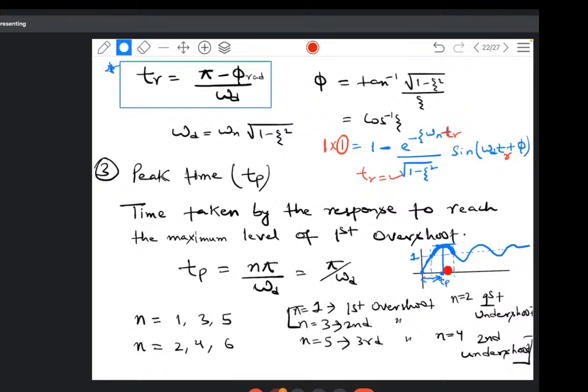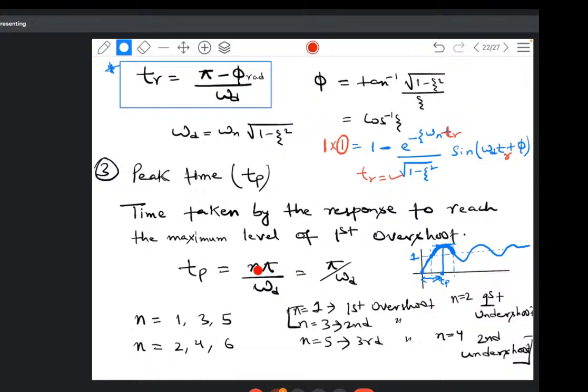So TP is represented as n pi by omega d, where n represents the overshoot or undershoot. So for any overshoot or any undershoot, if they're asking what is the time required to reach the maximum level of the second overshoot, then for the second overshoot, I know that n will be equal to 3. Or if they're asking what is the time required to reach the maximum level of the first undershoot, in that case, you will put n equal to 2.